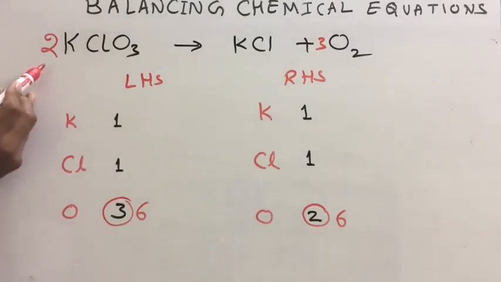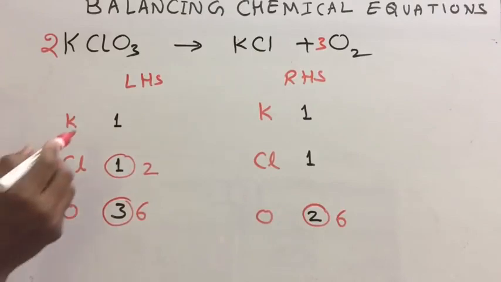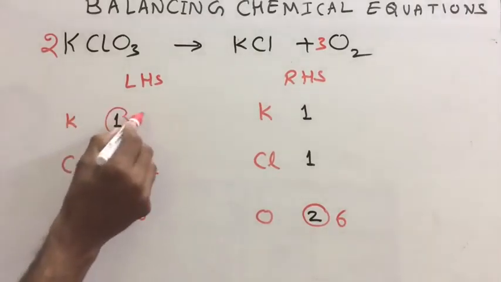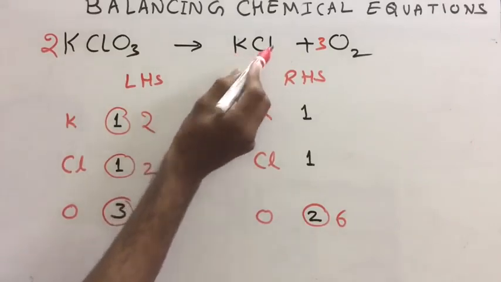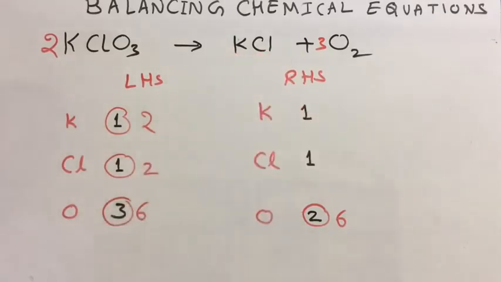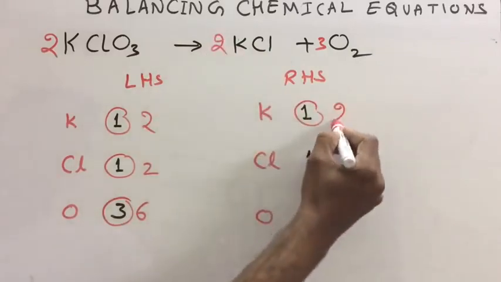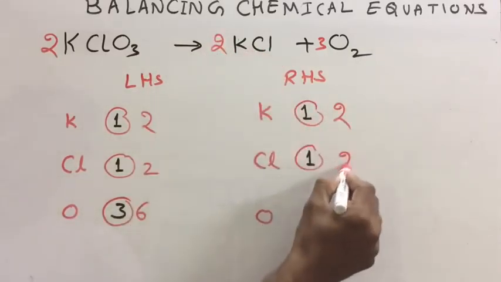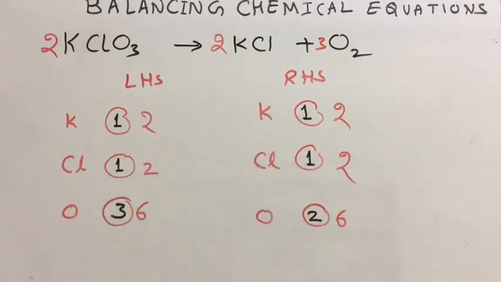So chlorine now became 2, and potassium became 2. Here we have chlorine that is unbalanced, so multiply with 2. So you will be getting 2 potassium as well as 2 chlorine. 2, 2, 6, 2, 2, 6. That means the equation is balanced.